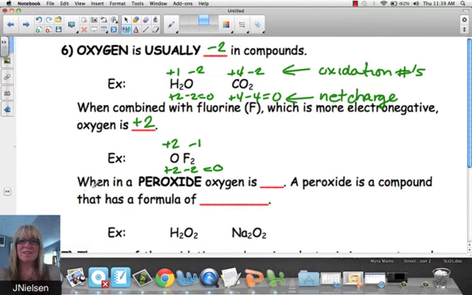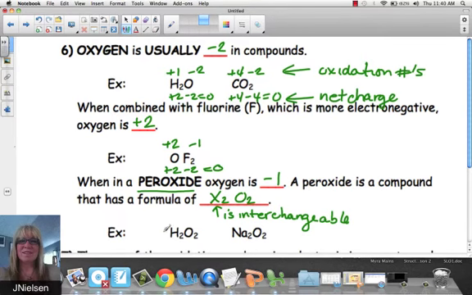The other exception is when a peroxide is formed. Oxygen is going to be -1. A peroxide is a compound that has the formula X2O2. This X is interchangeable, so it could represent a variety of elements. So it'll be some element 2O2.